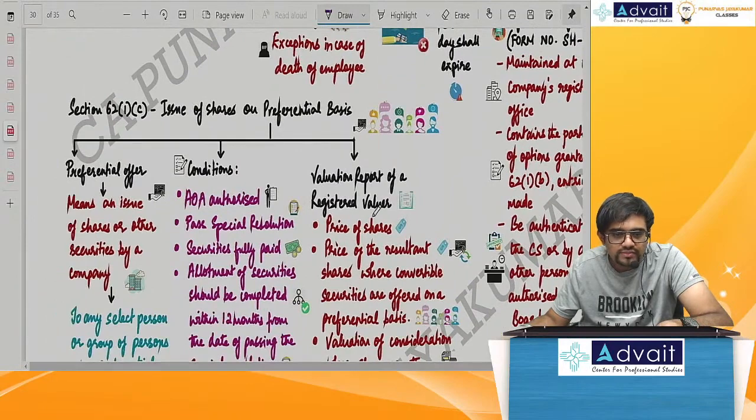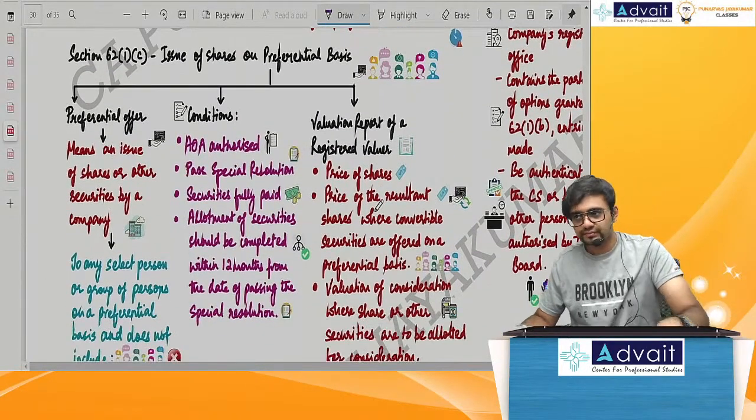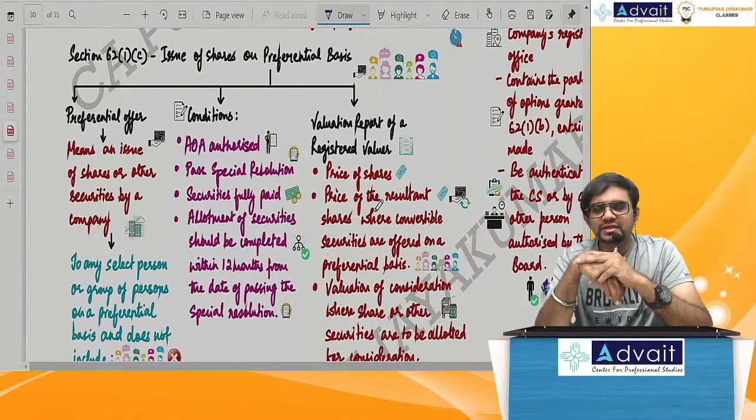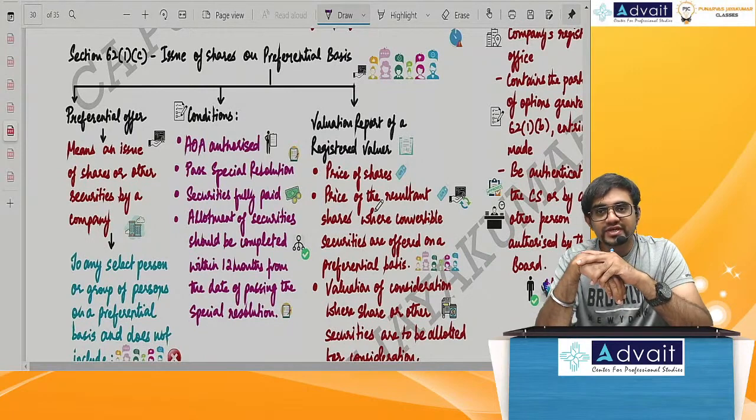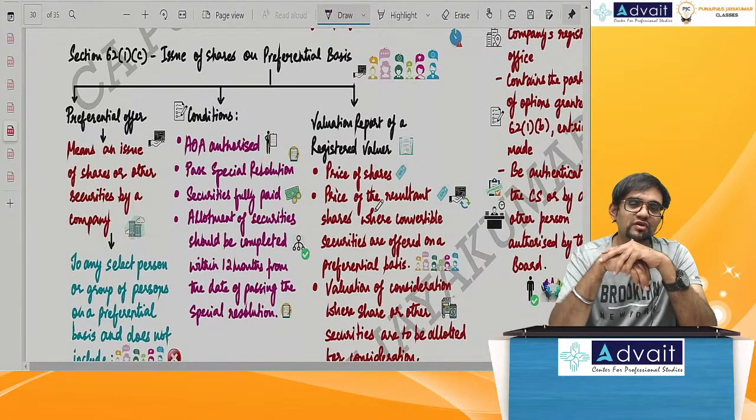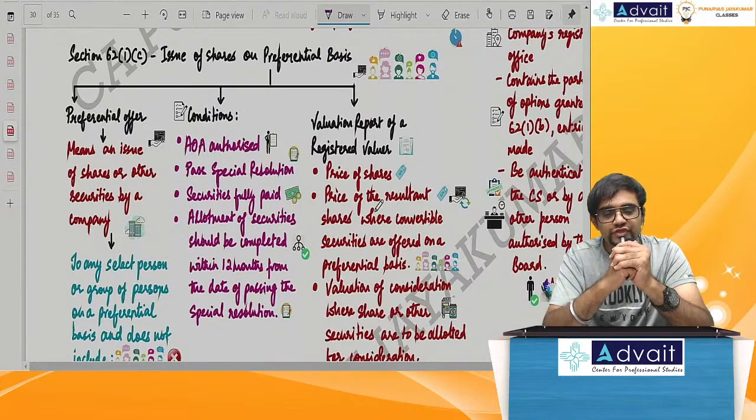Now comes preferential basis. Preferential basis again is a form of private placement where I will handpick a few people and give them the shares. The difference between 42 and 62 is that 42 has a different set of rules to be followed, and 62 has a different set of rules to be followed. Preferential offer is a form of private placement for sure.